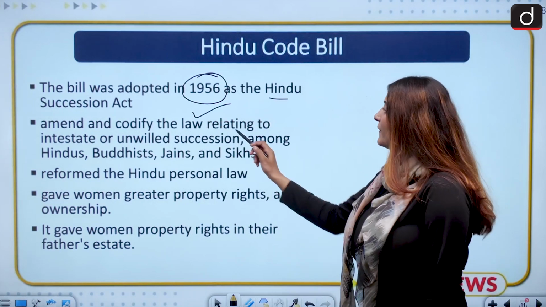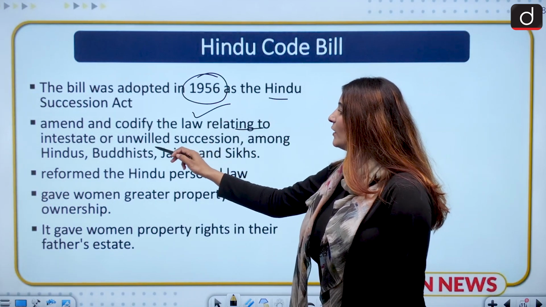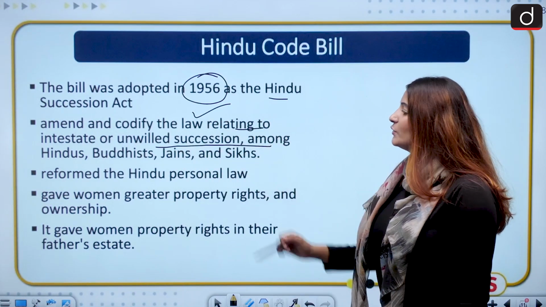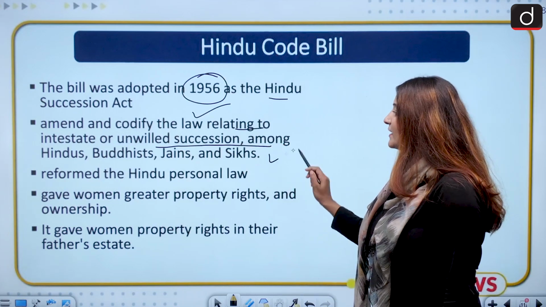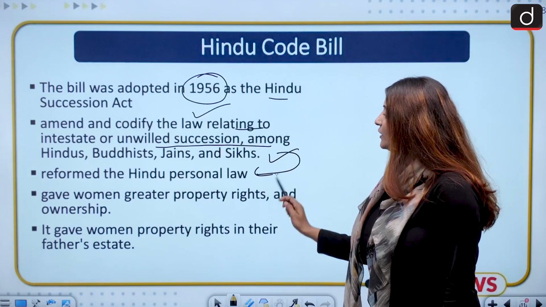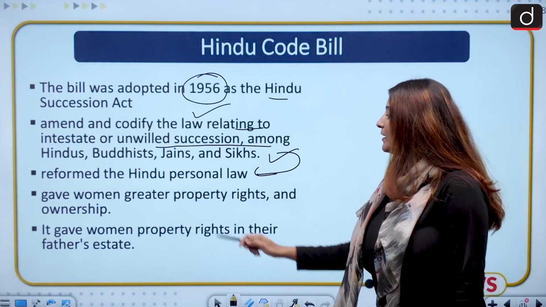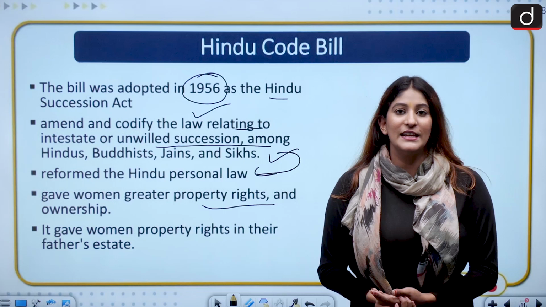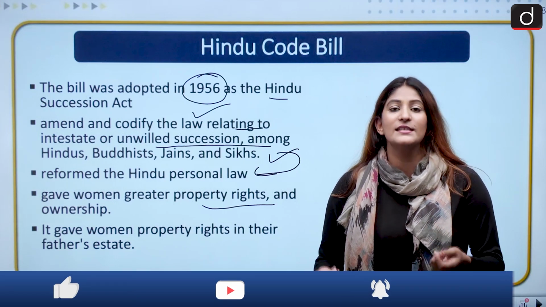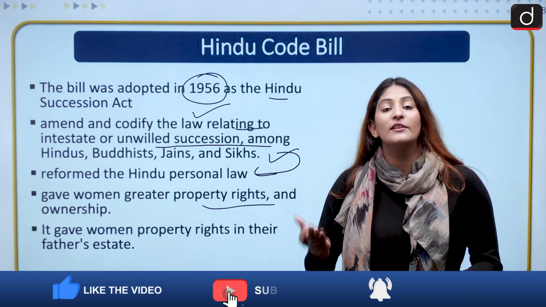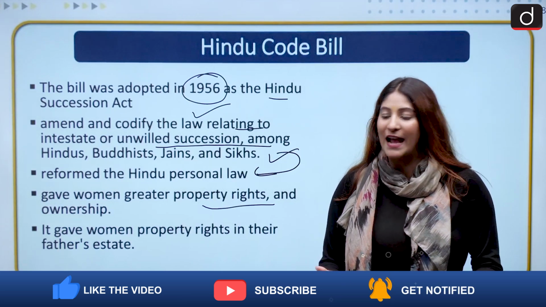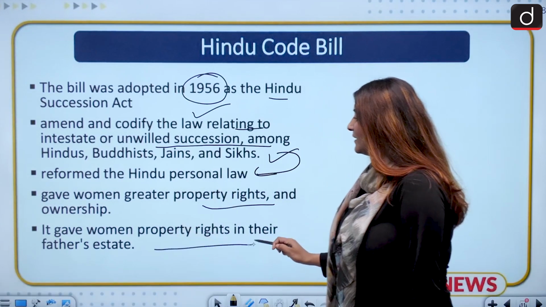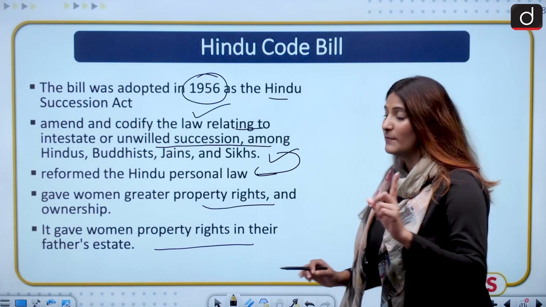The aim was to codify the laws relating to intestate or unwilled succession among Hindus, Buddhists, Jains and Sikhs, and it also reformed the Hindu personal law by giving women greater property rights and ownership. So basically it ensured that women are kept on the same pedestal as men. It gave women property rights in their father's estate, very importantly.